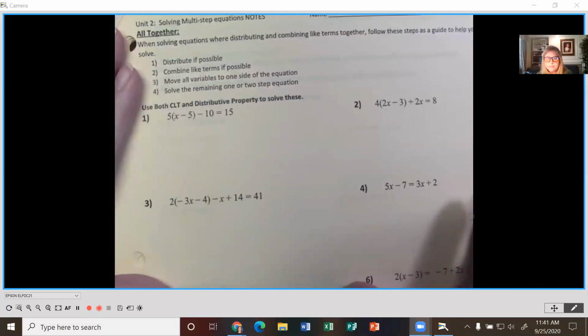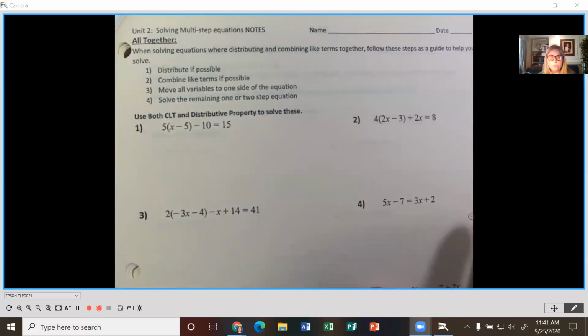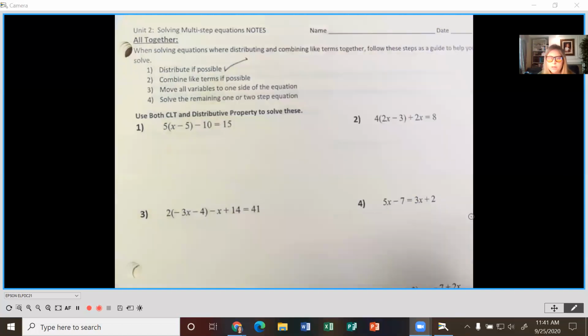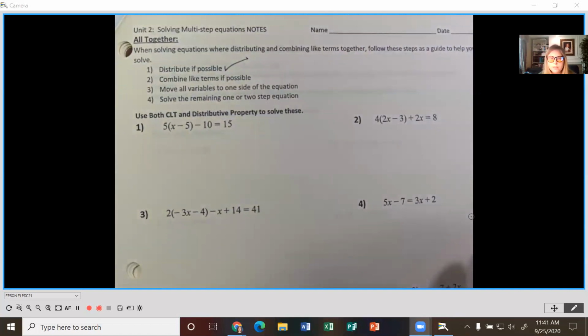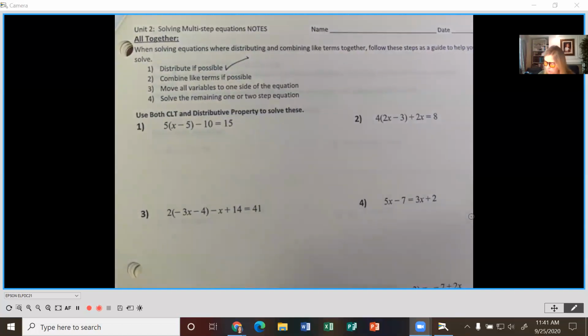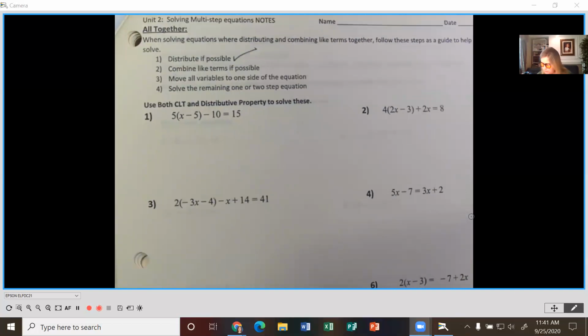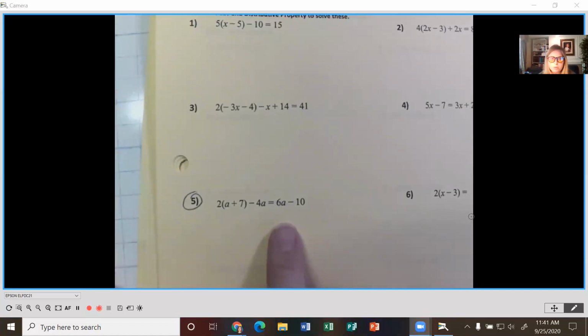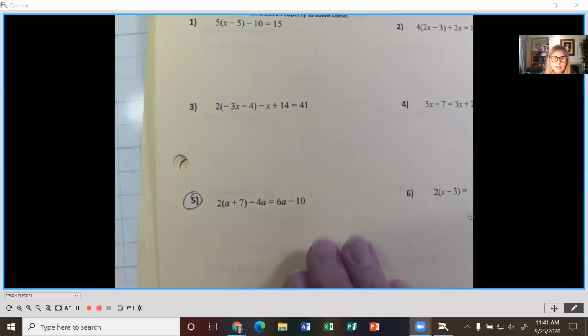Let's do some samples together. So remember, first we're going to distribute if possible. I am going to show you a little shortcut, okay? Just as an FYI, if we come across a good problem, I think I'll show you an alternative method to the distributive property in number 5, but I don't want you to use it in this unit. It's just an FYI. In this unit, we're really going to practice using the distributive property, but I am going to show you a slightly more efficient method.